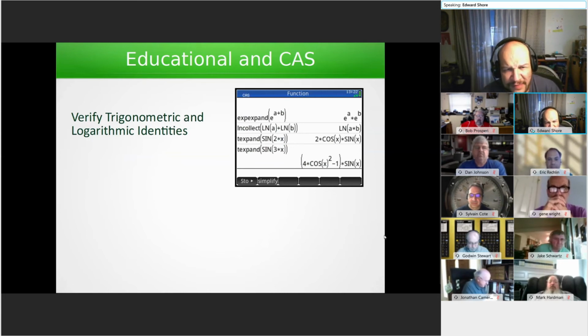Another one of my favorites is to verify trigonometric and logarithmic identities. And it depends really on the system that you're using. You may have to use specialized commands like texpand, lncollect, and expand. So you have to be willing to learn what the commands are.